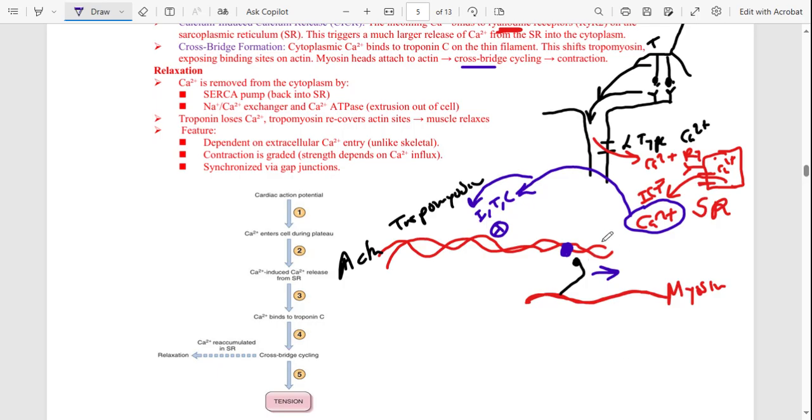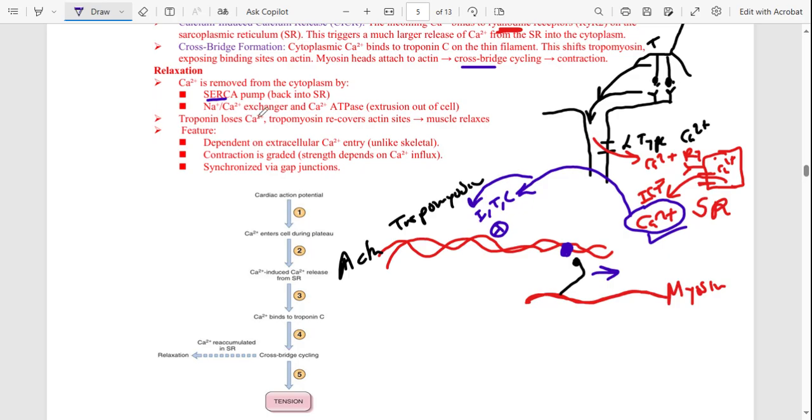Once contraction has happened, relaxation is supposed to happen. Relaxation also requires ATP. For relaxation to happen, you basically need to take away this calcium. There are two mechanisms by which that can happen. Number one is that the calcium can go back into the sarcoplasmic reticulum using a pump which we call SERCA, the sarcoplasmic endoplasmic reticulum calcium ATPase pump. So that is going to push calcium back into the sarcoplasmic reticulum.